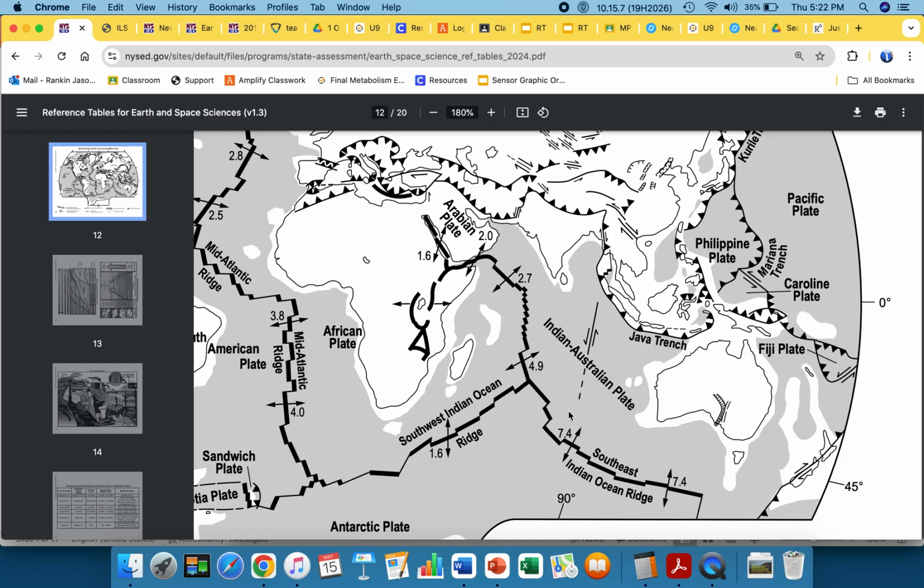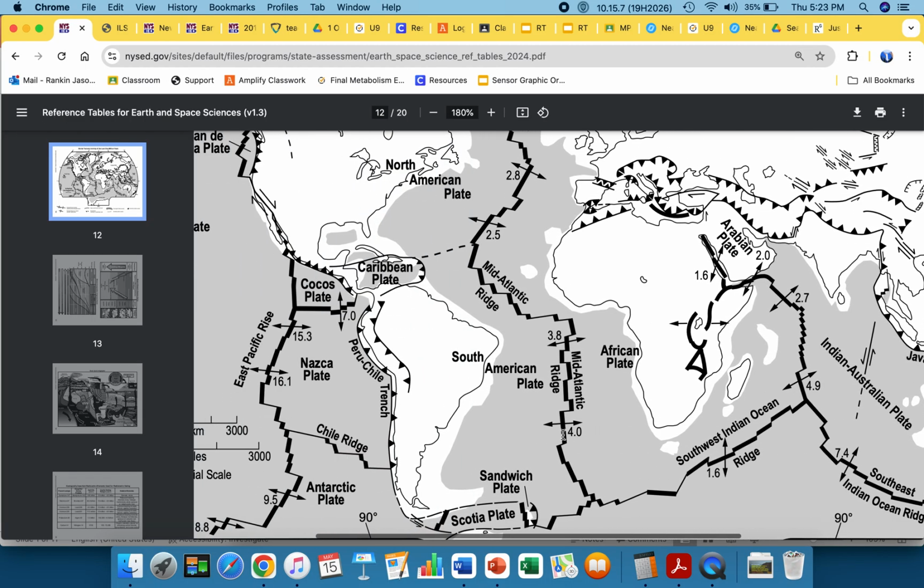And these are going at faster rates. Look at 7.4 and 7.4 for the Southeast Indian Ridge. That's a bit faster. 1.6 here, Southwest Indian Ridge, not moving as fast. 4.9, pretty fast. And 2.7, not as fast as the 4.9 and the 7.4s.